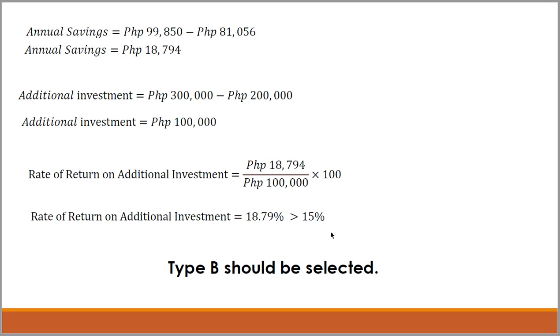So that means that if I choose type B, it's better, or it's better to choose type B because that would give me a rate of return that is greater than what the company has set, no? So type B should be selected. Okay, that's the first method.